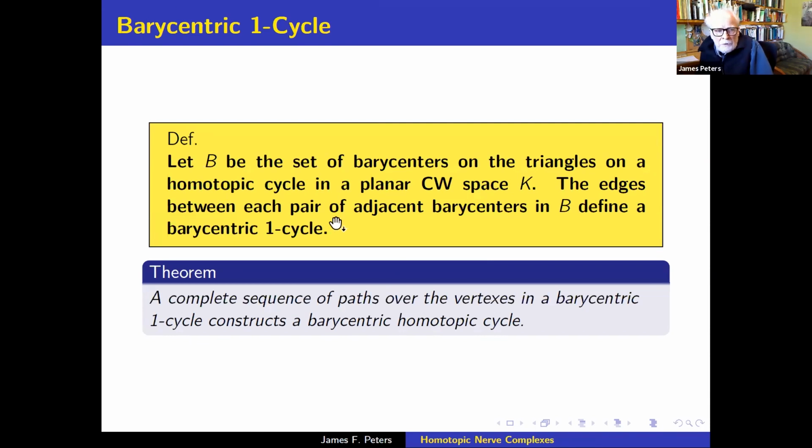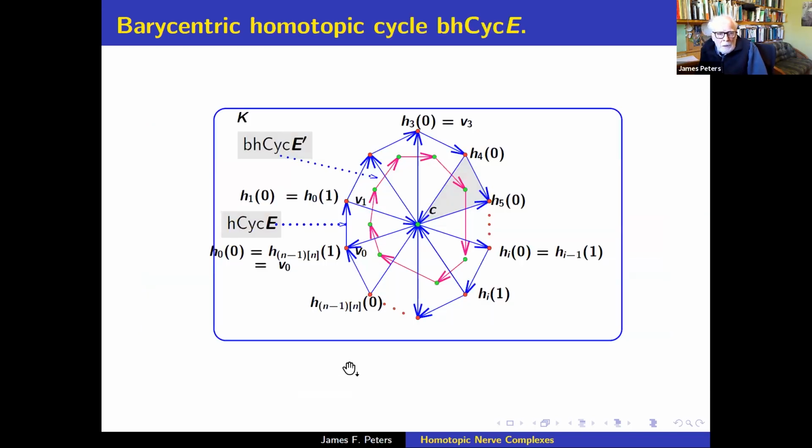Then I do something that Alexandrov does in his little book, and that is to let B be a collection of barycentres on the triangles of a triangulated homotopic cycle, and the edges between each pair of adjacent barycentres define a barycentric one cycle. And that leads to, by the same method as used before, a barycentric homotopic cycle. Here's an example. These are nested homotopic cycles, and the inner homotopic cycle is on the barycentres of the triangulated outer homotopic cycle, which is triangulated on that centroid to give me this structure, a barycentric homotopic cycle.